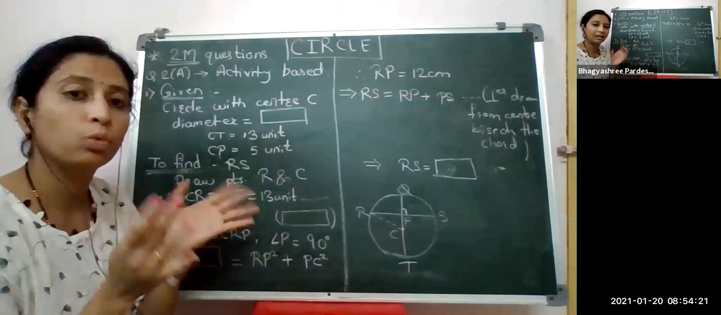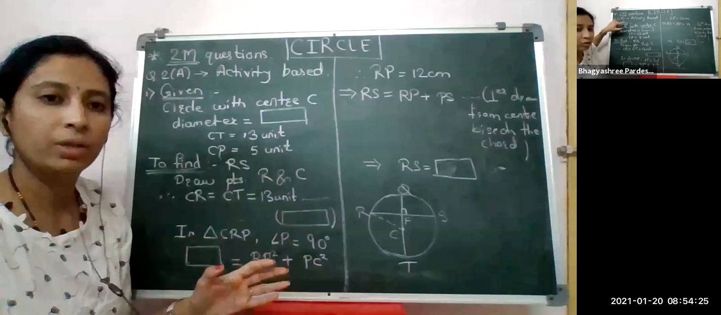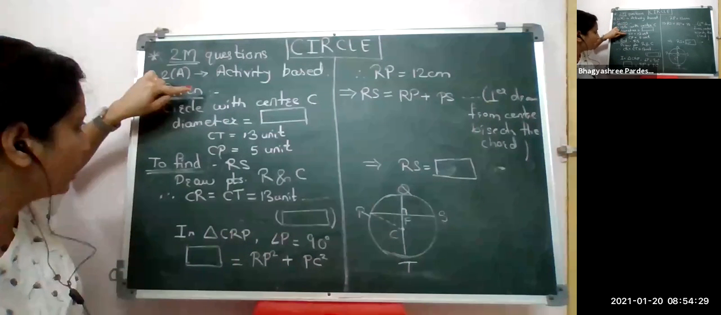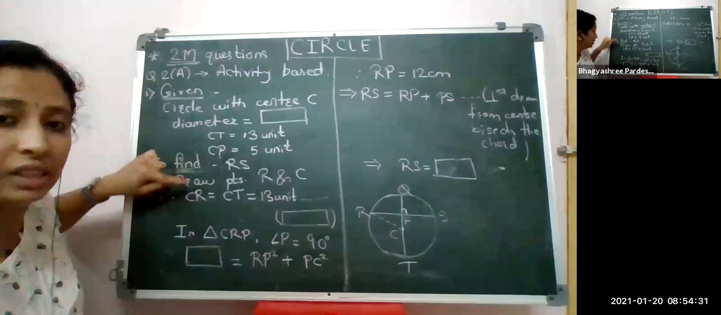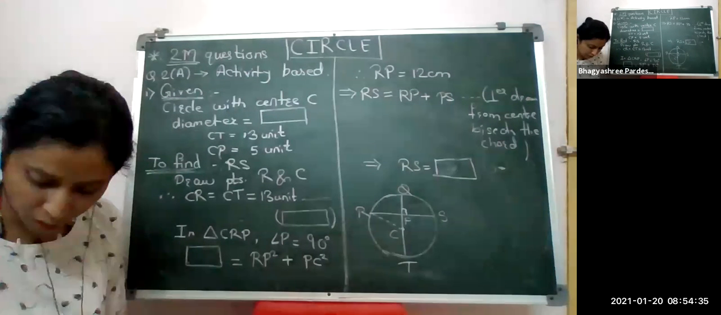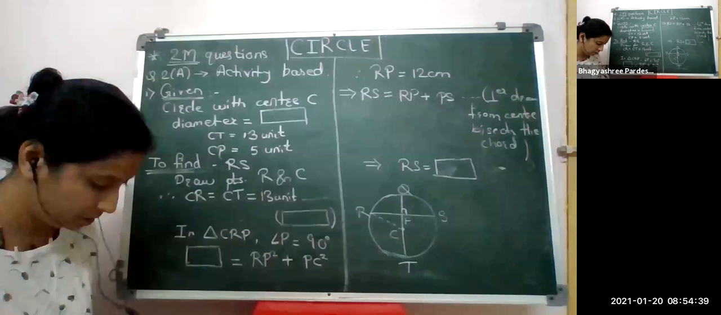So what is there in the activity based question? Look here, I solve one example. In the activity based question, the answer is actually given to you. I'm going to read this question. It is from your Problem Set 6, question number 4.